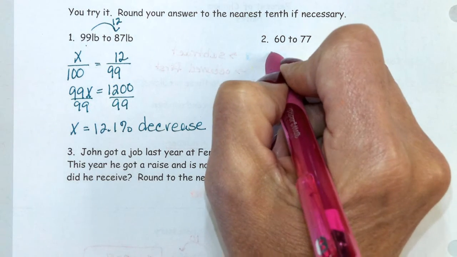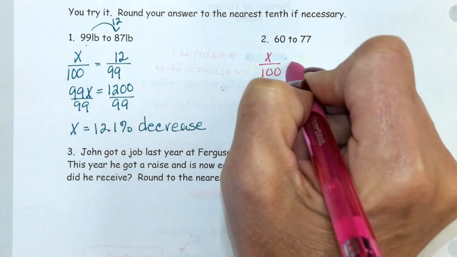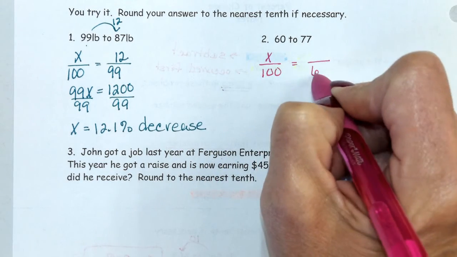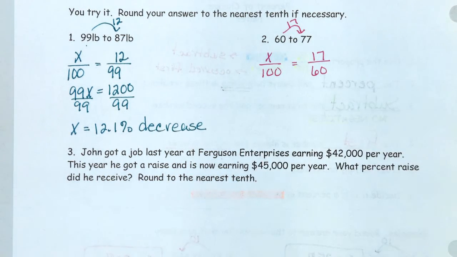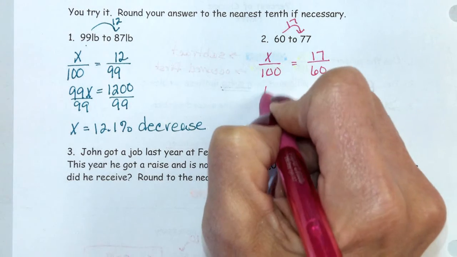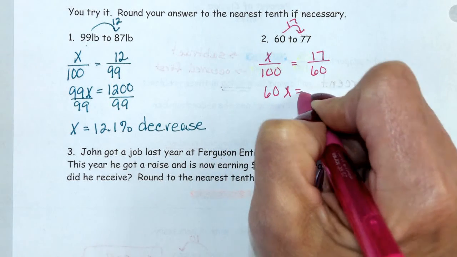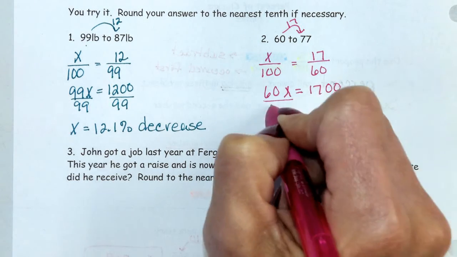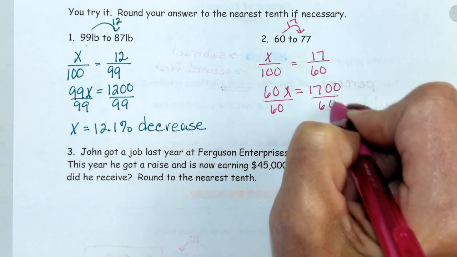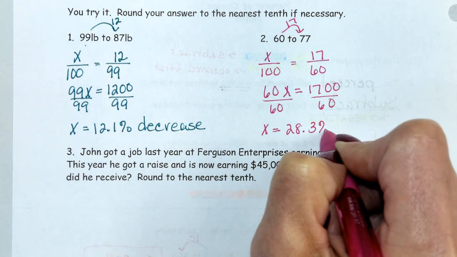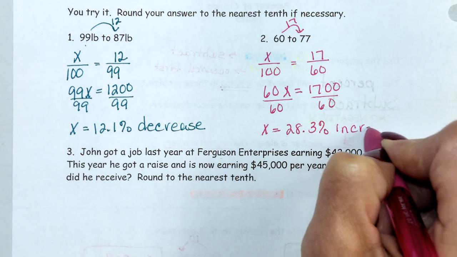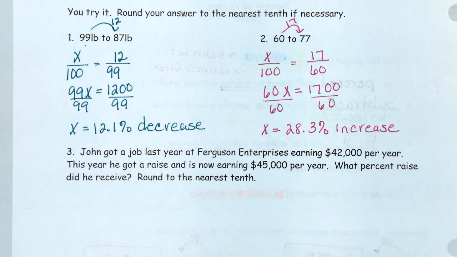Here we're going to set up our proportion with our x over 100. Originally we had 60. We went up to 77, so we increased by 17. Cross multiply. Divide by 60. And x is a 28.3% increase. Okay, hopefully you did okay on those two. We've got one more to check and see how you do on this one.